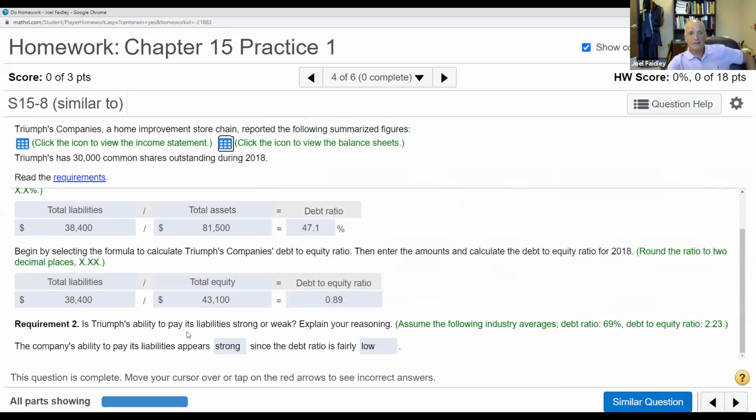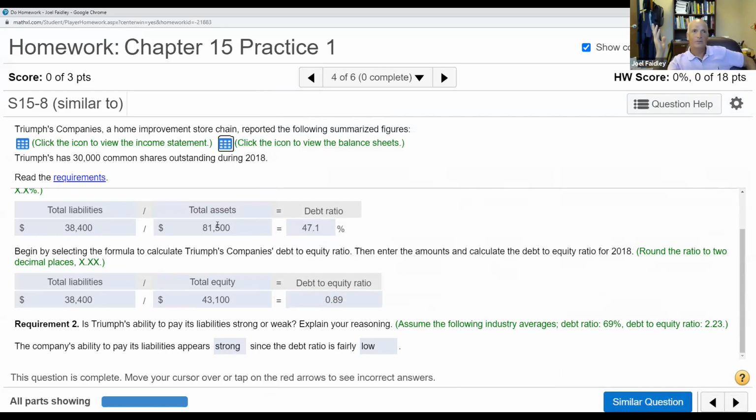Is Triumph's ability to pay its liabilities strong or is it weak? It appears to be strong since the debt ratio is fairly low, right? My total liabilities of all my assets that I possess, because that's what assets equals liabilities plus equity. Of all of my assets that I possess, I owe about half of that, 47%.